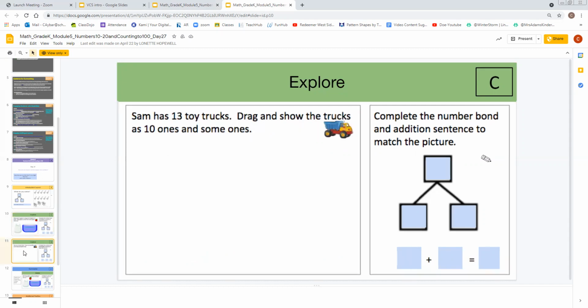There is an additional exploration slide in day 27. Sam has 13 toy trucks. Drag and show the trucks as 10 ones and some ones. So when they transfer it over to the number bond, we want to continue with the highlighting of the language of 10 ones, some ones, and then our total of 13 as a teen number.